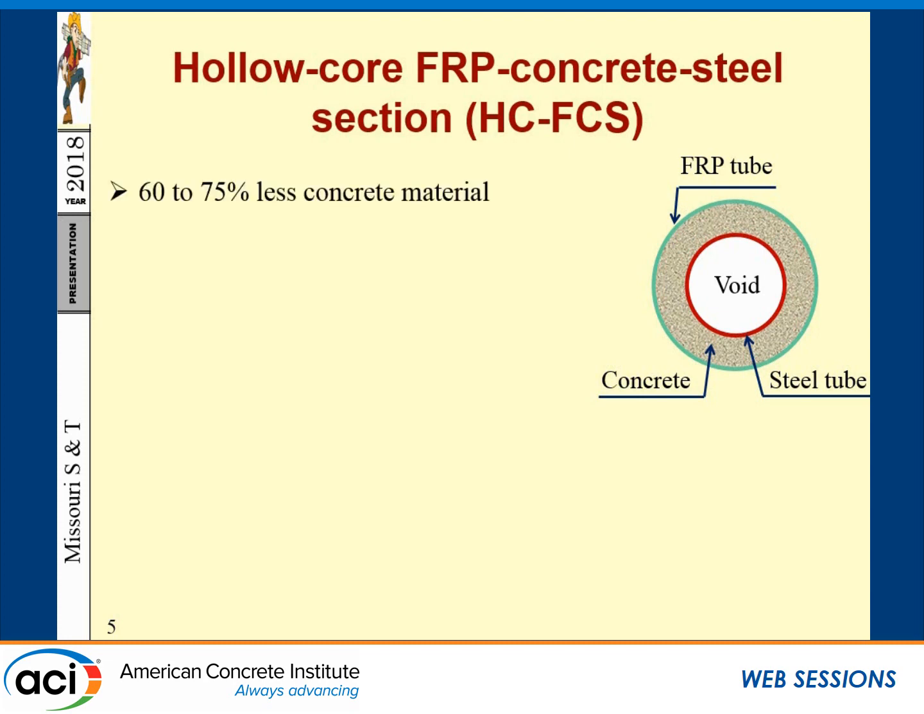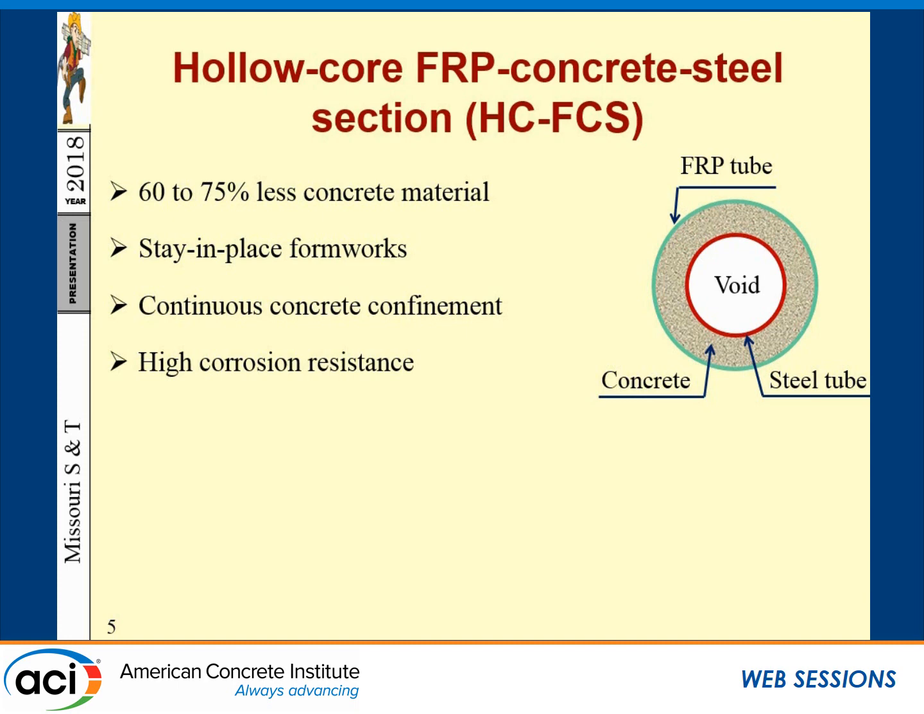What are the advantages of the system? You reduce your material, which is concrete in this case, by up to 75%. The pipes act as stay-in-place formwork. We don't have formwork. This is one of the beauties here. You don't need formwork because the two pipes act as stay-in-place formwork. Concrete cannot go anywhere. We have a continuous confinement from inside with the steel pipe and from outside with the FRP pipe.